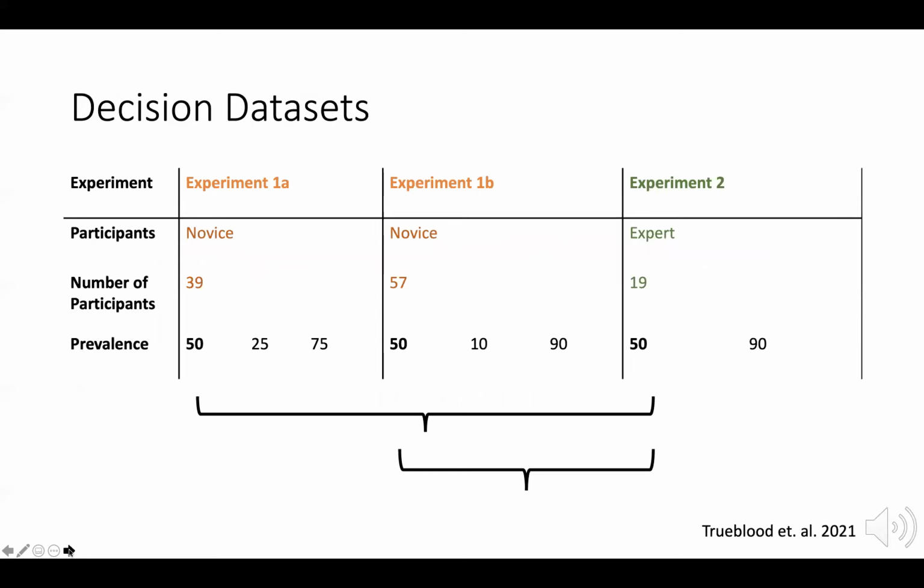So we've got experiment 1A and 1B with novice participants and experiment 2 with expert participants. While we vary the prevalence within these data sets, for our task, we only look at that part of the experiment that uses 50% prevalence. So we'll be interested in comparing novices and experts.